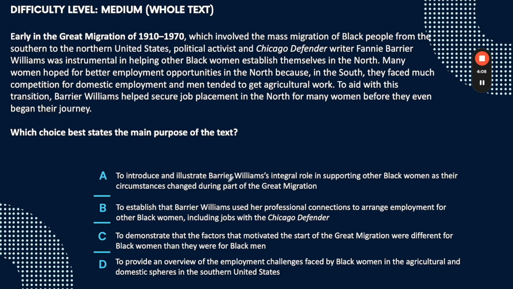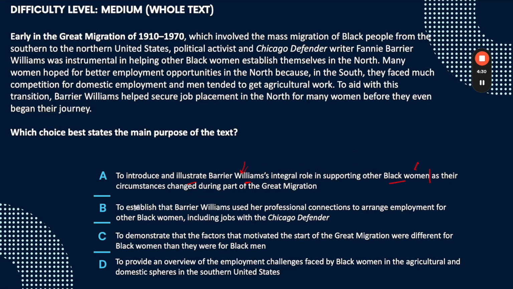To introduce and illustrate Barrier Williams' integral role in supporting other black women. Let's stop there. So yeah, the whole text is about the introduction of this person, Barrier Williams, and illustrating how this person helped support the other black women. So I don't have anything to eliminate over here, so I'm going to hold on to A.